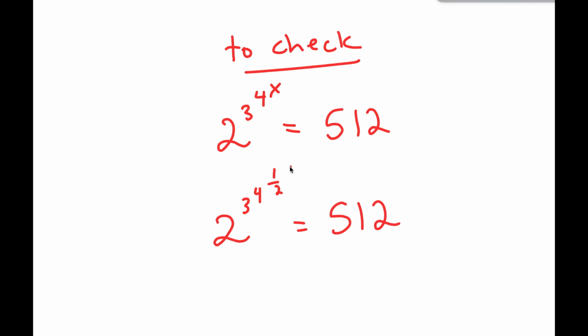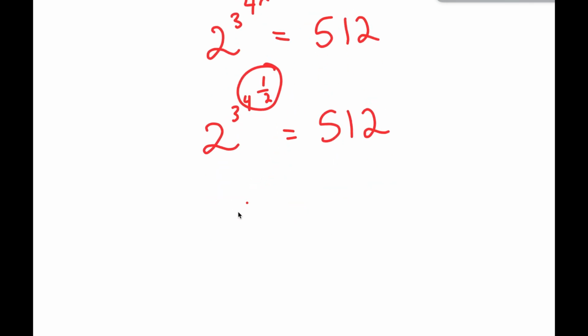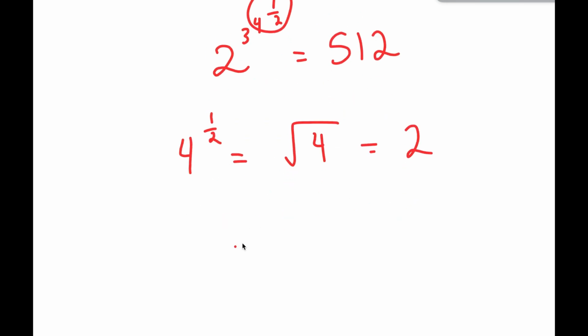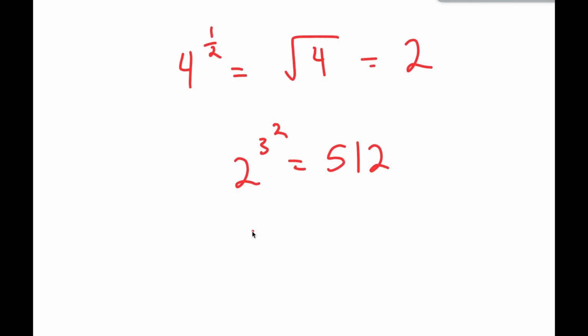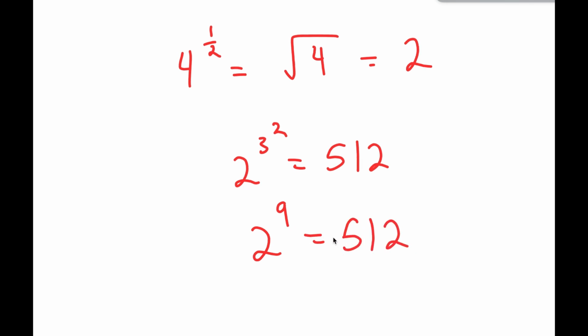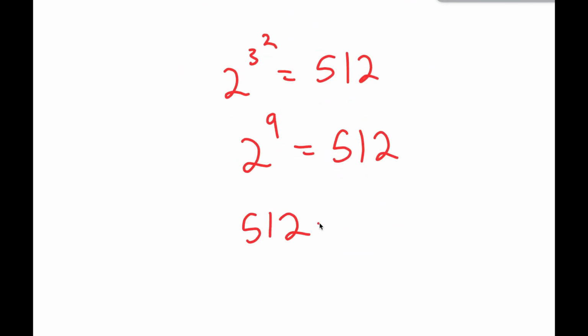So we first have 4 to the power of 1/2, which is the same thing as the square root of 4, which is equal to 2. So now I have 2 to the power of 3 to the power of 2 is equal to 512. Now 3 to the power of 2 is 9, so I get 2 to the power of 9 is equal to 512, meaning 512 is equal to 512. So this is right.